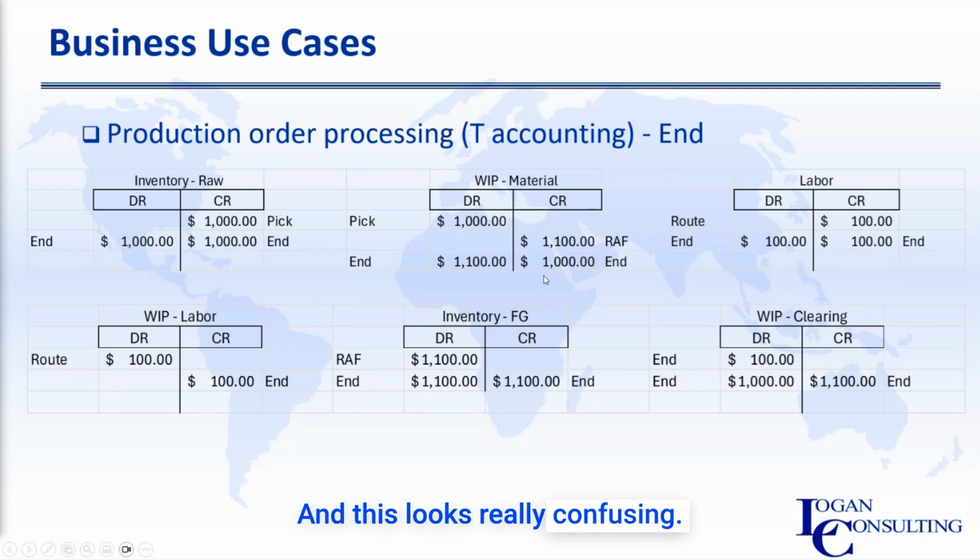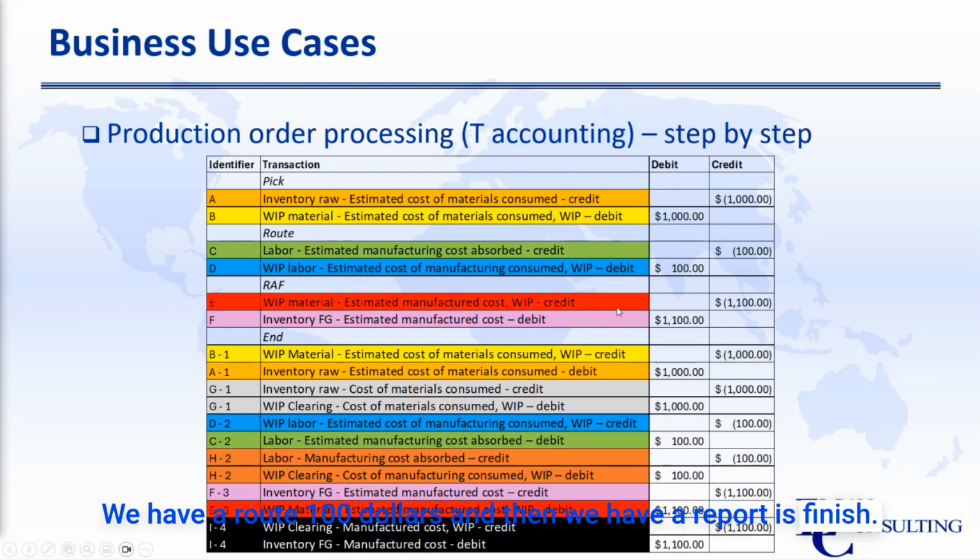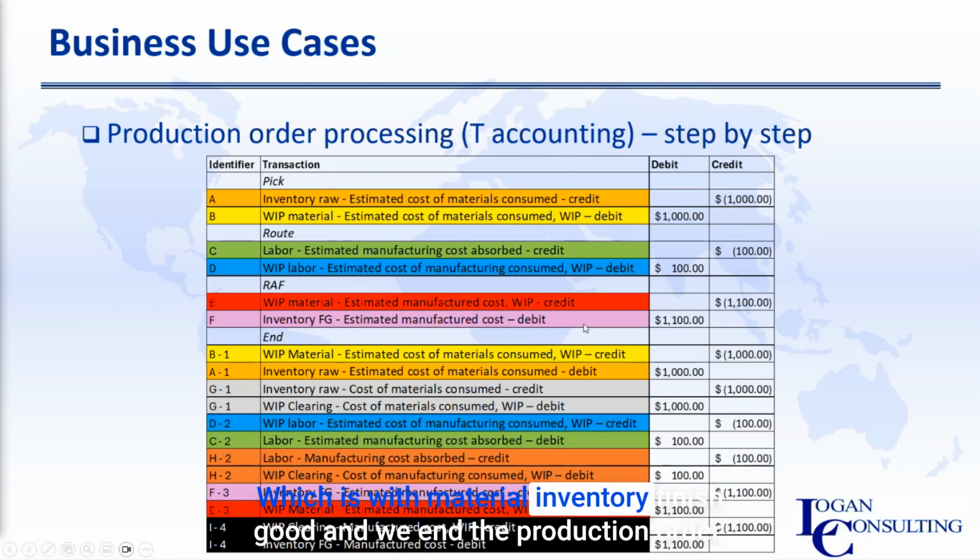And this looks really confusing, so what I did is put together this beautiful sheet. So we have our pick: credit, debit, $1,000. We have our route, $100. And then we have our report as finished, which is WIP material to inventory finished good.